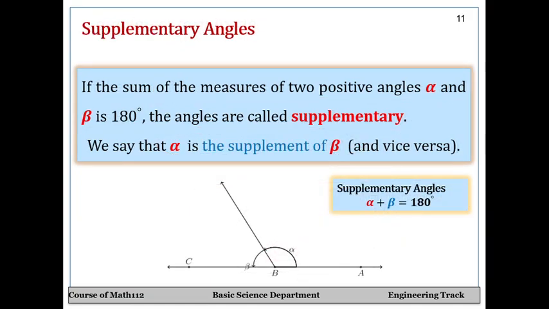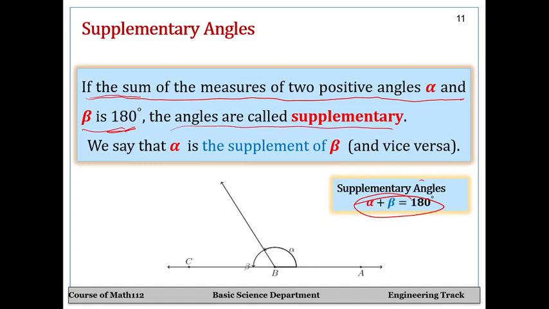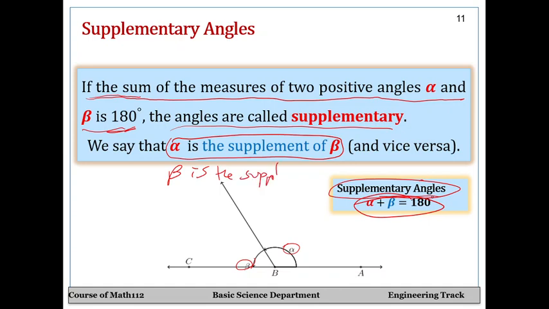Now we have another type of pairs of angles. If the sum of the measures of two positive angles, alpha and beta, is 180 degrees, so alpha plus beta is equal to 180, then the angles are called supplementary angles. As you see here, they make a straight angle, and their sum is equal to 180 degrees. We say alpha is the supplement of beta, or we can say beta is the supplement of alpha.